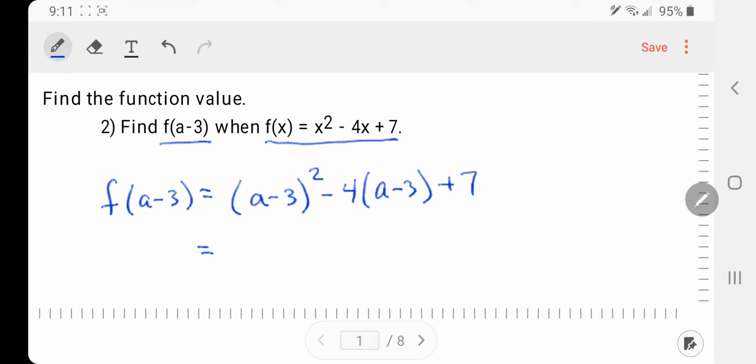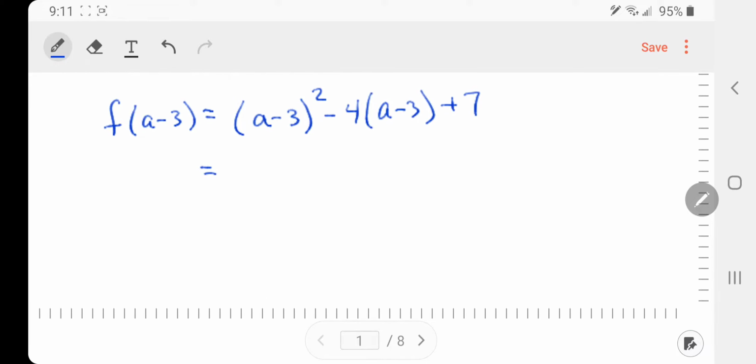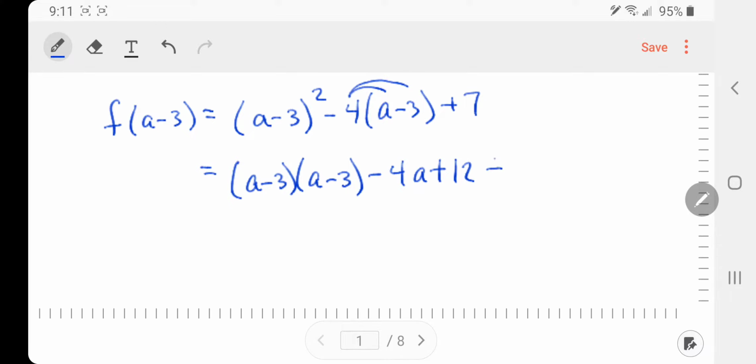Okay, and then we're going to need to evaluate this. So a minus 3 squared, that means a minus 3 multiplied by itself. That's a binomial times a binomial. That's going to indicate the FOIL method. The negative 4 can go ahead and distribute, giving me negative 4a plus 12. And the plus 7 comes down.